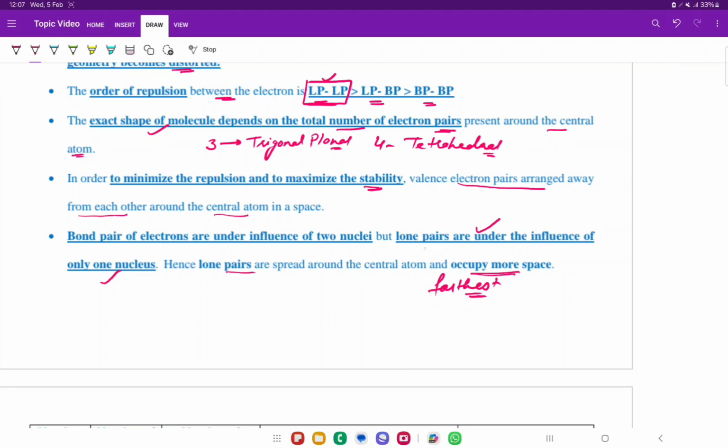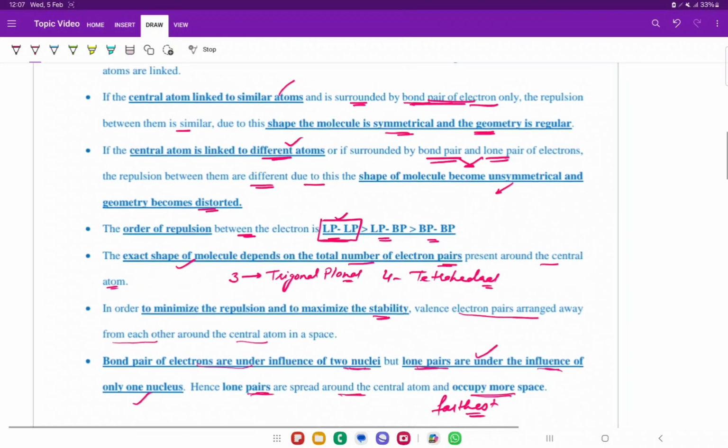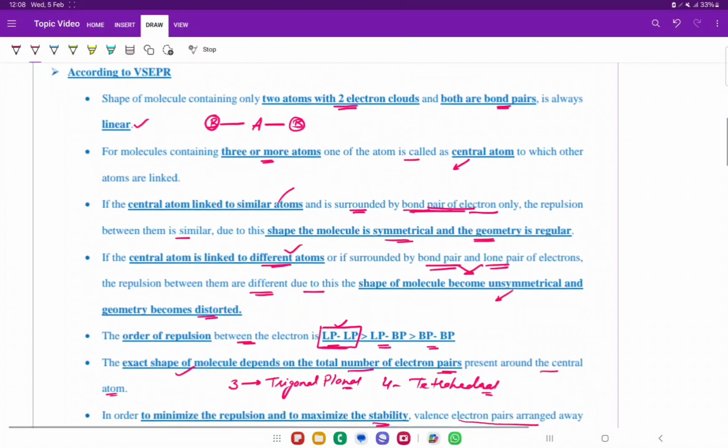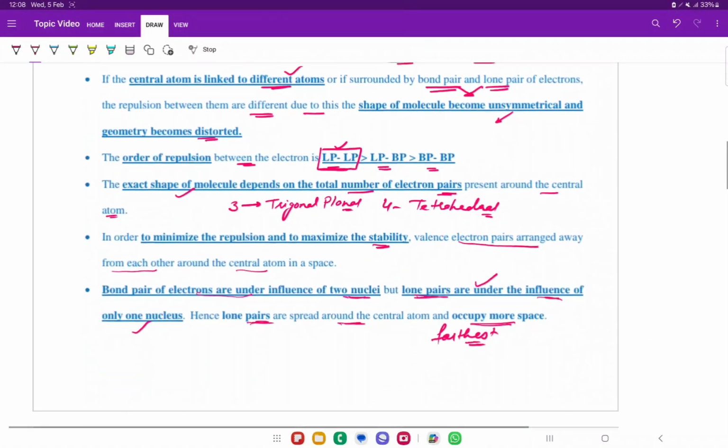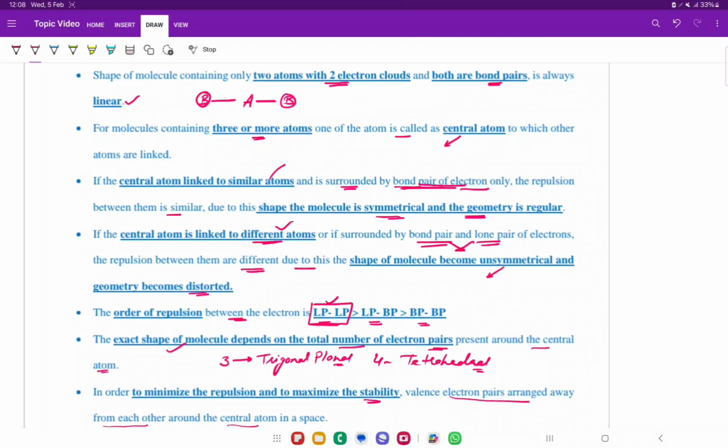And since lone pairs have maximum repulsion because they are under the influence of one nucleus. They are present on one nucleus of the molecule, whereas bond pairs are present between 2 nuclei. Thus, lone pairs will have more repulsion and have to be placed at the farthest distance from each other. Therefore, they occupy more space. So these are the important postulates of VSEPR theory. They can ask you to give some postulates or write the postulates of VSEPR theory. There was a question in IB past papers where some postulates of VSEPR theory were asked.